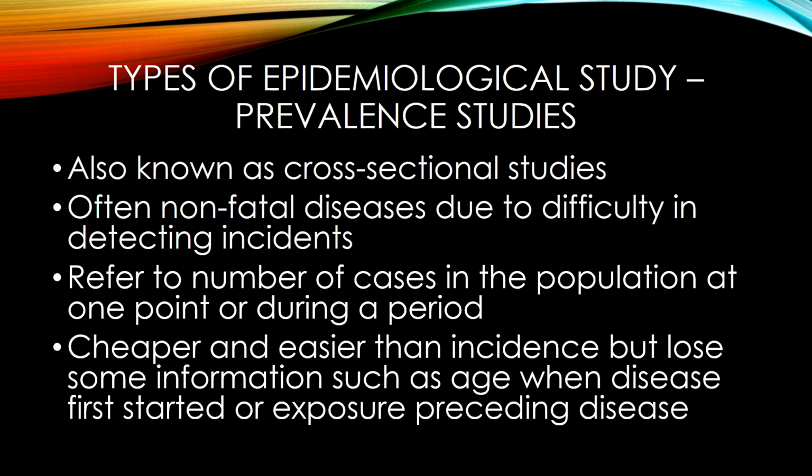They are cheaper and easier than studies about incidents, but they lose some information such as age, when disease first started, or exposure preceding disease, meaning that there is a lot of information that cannot be obtained or may be difficult to obtain when a person carries out a prevalence study. Okay, for example, age, when disease first started, exposure preceding disease, and so on.